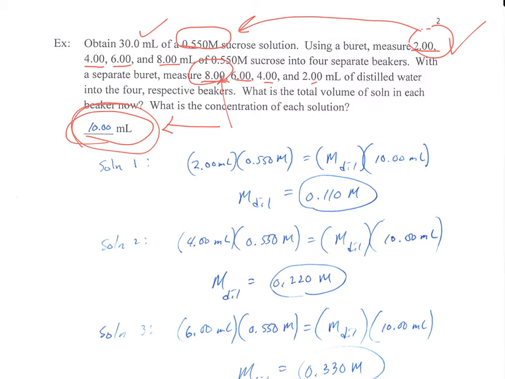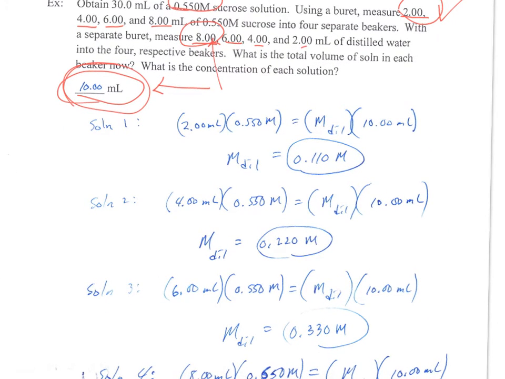So the idea here is, how would you figure out the concentration of each solution? Well, in your first beaker, that's the one where we measured out 2 milliliters. That was the initial concentration. See how this is the molarity of the more concentrated solution. This is the volume of that concentrated solution that you measured out. Then you added 8 mils of water.